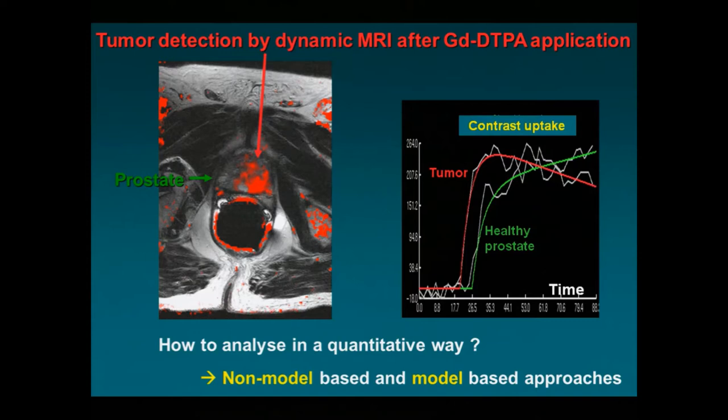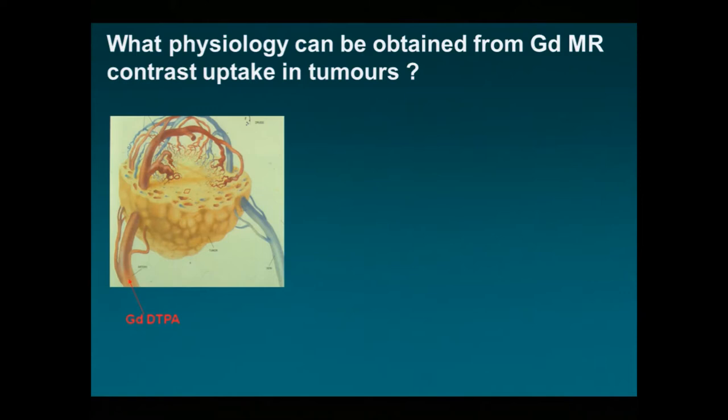It can be done either by a non-model approach or by a model approach. A non-model approach, for instance, makes use of the area under the curve or the steepness of the curve. With proper calibrations, you can get values out of that analysis that are clinically useful. But I will focus more on the model-based approach. Why is that interesting? Because in this curve there is also hidden physiological information.